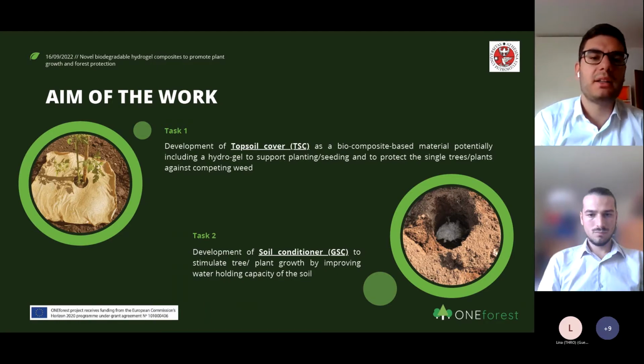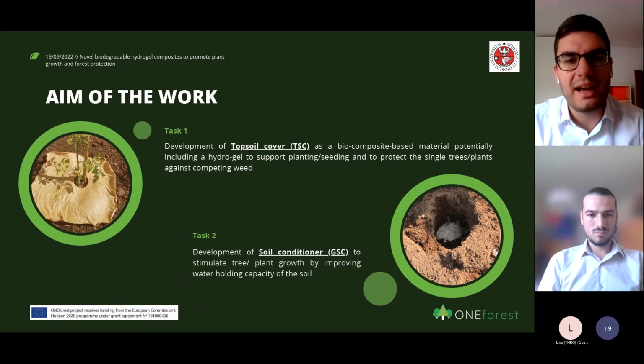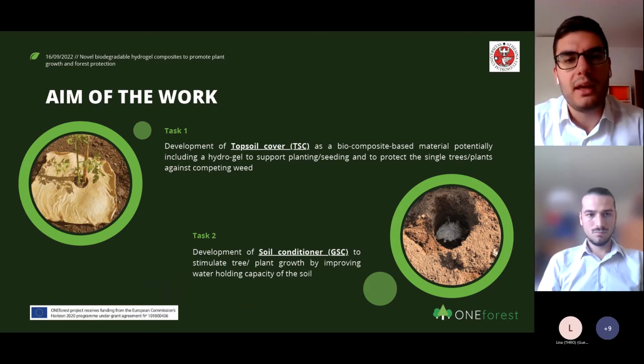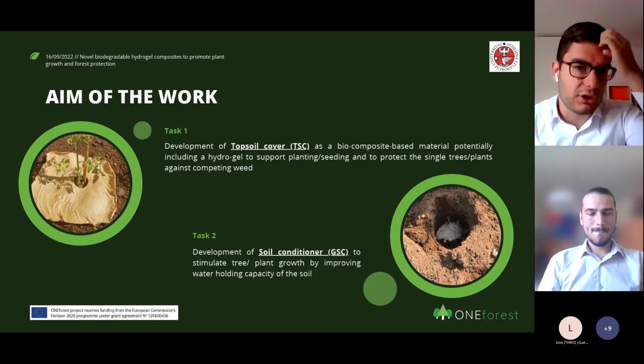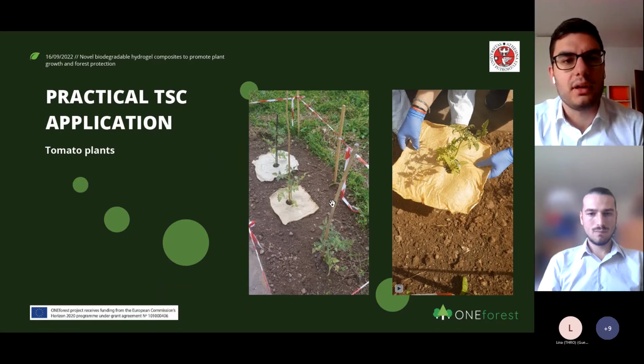I skip all the part in which I show you the preparation and also the different engineering analyses that we performed to study this material. But now I would like only to show you some practical experiments that we have done in our lab, starting from the topsoil cover. So here is reported a practical application of this topsoil cover.